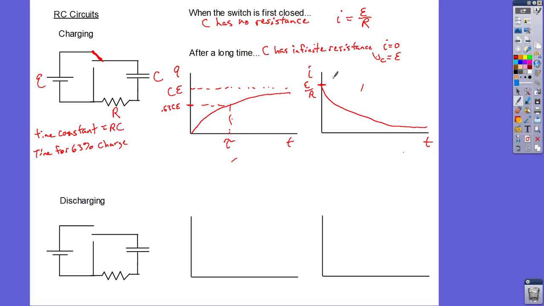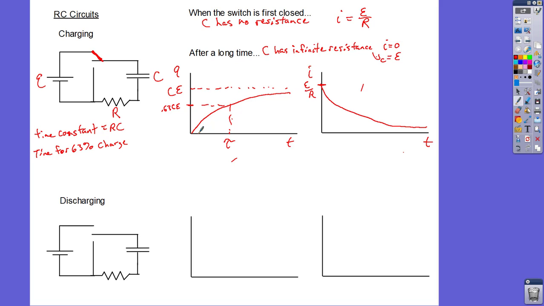Also remember that I is equal to dq dt. Okay, and so when you look at this, the current here is positive, but it is getting closer to 0. The slope here is positive and then getting closer to 0.